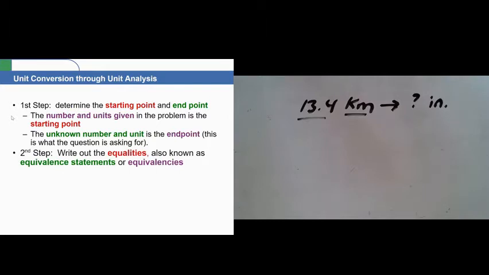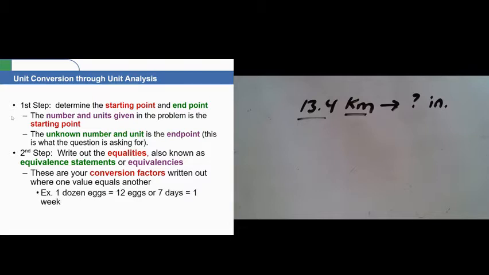Now, the second step is to write out the equalities, also known as the equivalence statements or equivalencies. Now, basically what these are is your conversion factors written out where there's one value equal to another. Now, this is always going to be different depending on what type of problem you have. But they can be anywhere from like how many eggs are there in a dozen or how many days there are in a week. Some of them you know off the top. You know that there are 12 eggs in a dozen eggs or 7 days in 1 week.